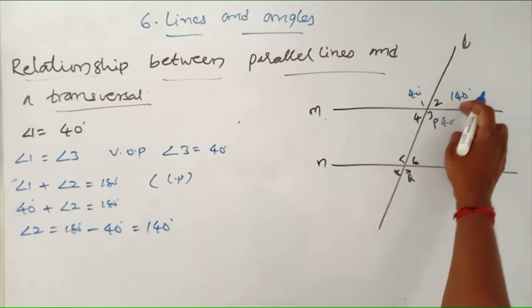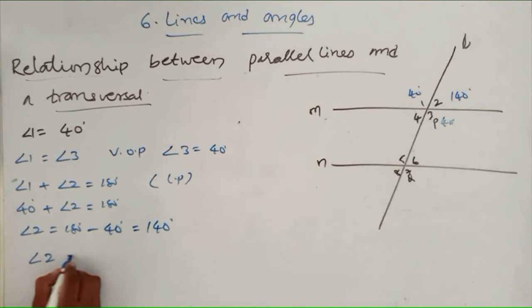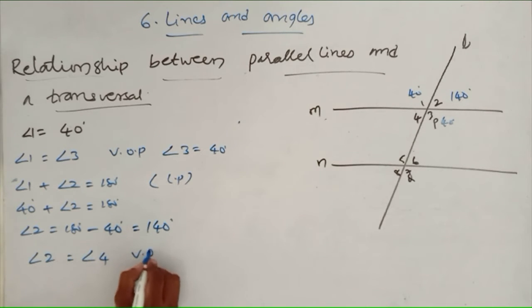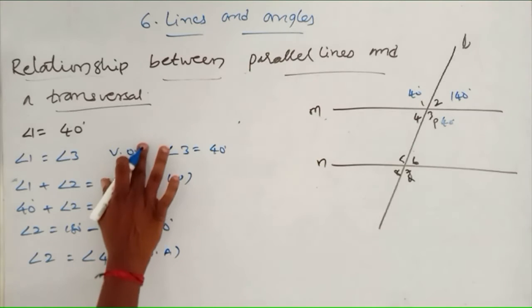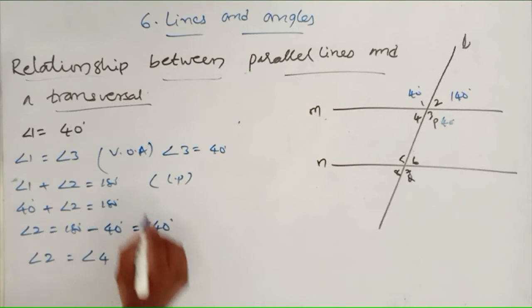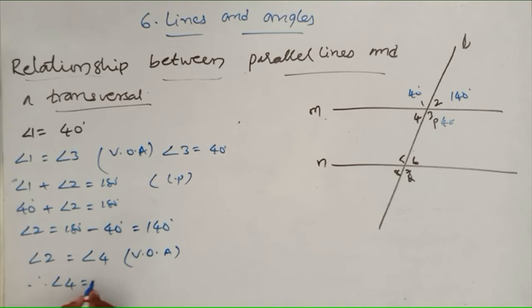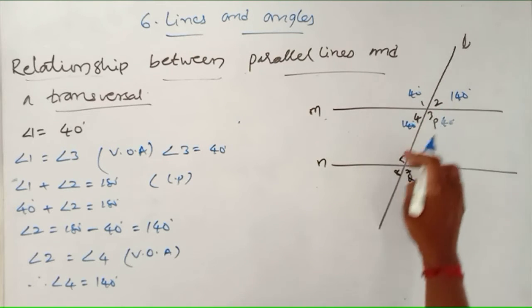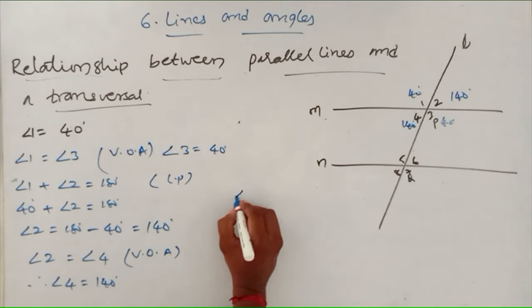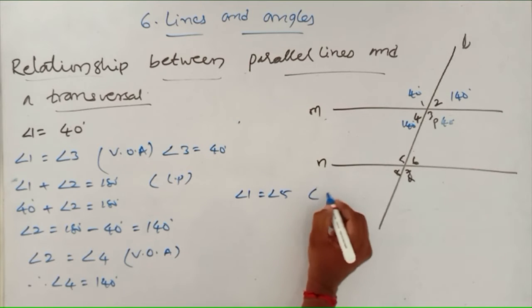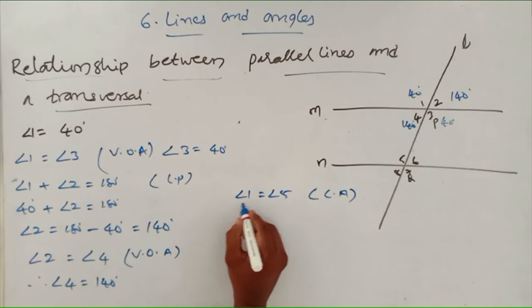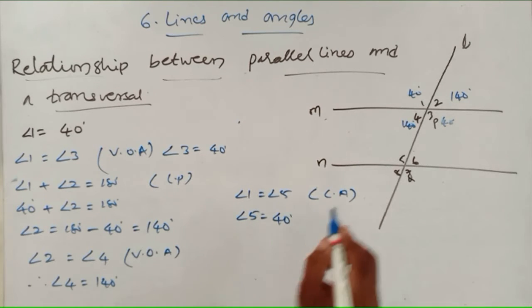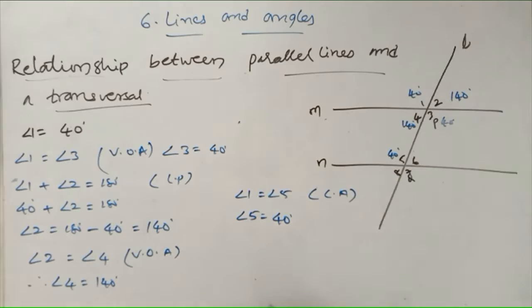If it is 140, then automatically angle 2 is equal to angle 4. These are vertically opposite angles. Therefore angle 4 is equal to 140. Now it is 40, 140. Now angle 1 and angle 5 are corresponding angles. Angle 1 is equal to angle 5. These are called corresponding angles. Angle 1 is equal to 40 degrees, so therefore angle 5 is equal to 40. This is also 40.